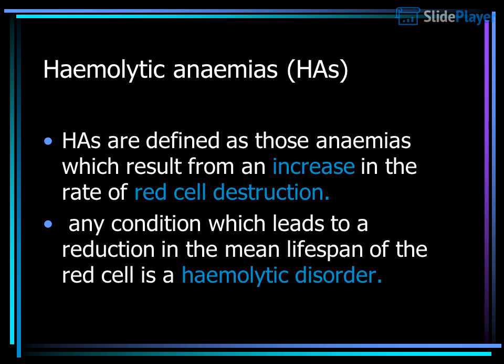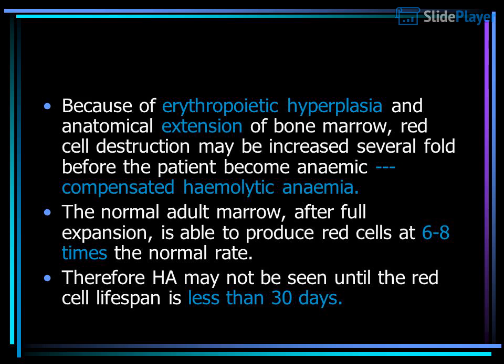Hemolytic anemias, HAs. HAs are defined as those anemias which result from an increase in the rate of red cell destruction. Any condition which leads to a reduction in the mean lifespan of the red cell is a hemolytic disorder. Because of erythropoietic hyperplasia and anatomical extension of bone marrow, red cell destruction may be increased several-fold before the patients become anemic: compensated hemolytic anemia.